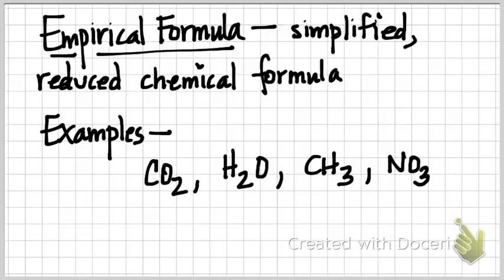I'm here to talk to you about empirical formulas. And the question becomes, what is an empirical formula? Well, it's a simplified, reduced version of a chemical formula. So an example would be something like CO2, H2O, CH3, and NO3. Things like this, you can't reduce them any further.